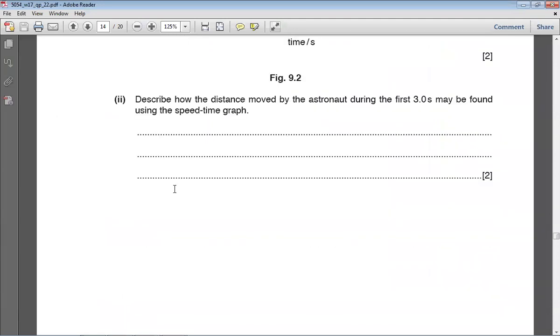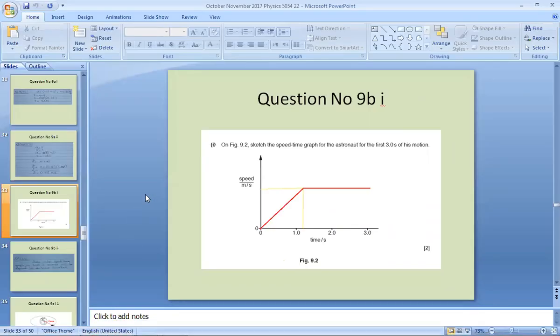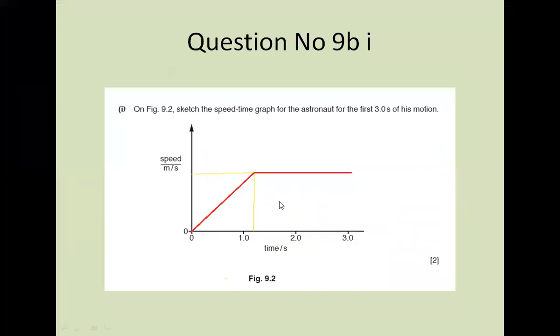He says, describe how the distance moved by the astronaut during the first 3 seconds may be found using the speed time graph. Okay, a very famous question. If you want to find out the distance moved by the astronaut, and you have the speed time graph, you find the area under the speed time graph. So if you find the area under the speed time graph, meaning this area, you will be able to find out the distance traveled.